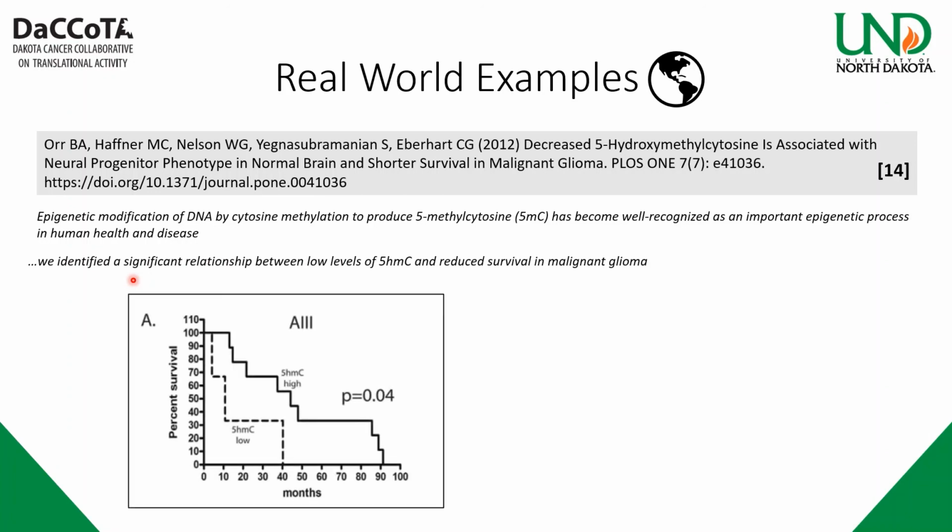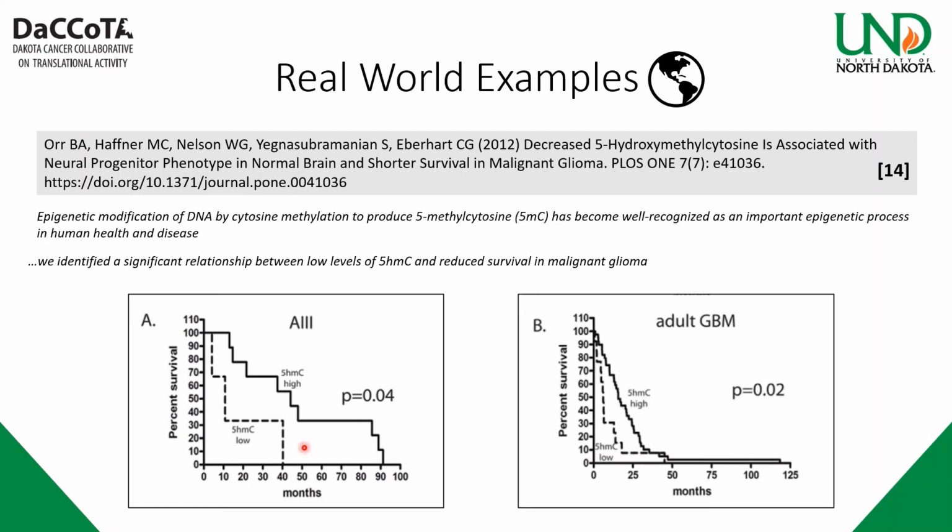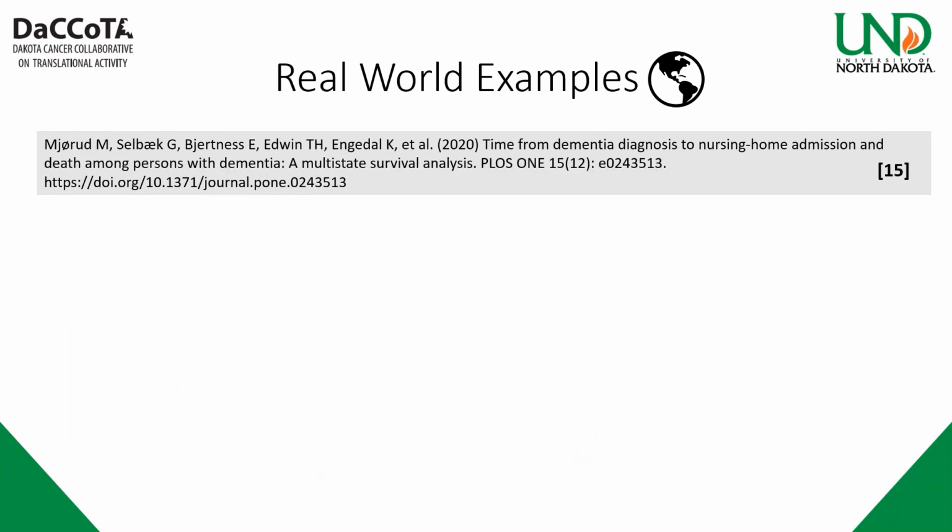And what this shows, across groups, is that if they have low levels, they had worse survival compared to high levels. Then over here, same sort of thing. And these were significant.